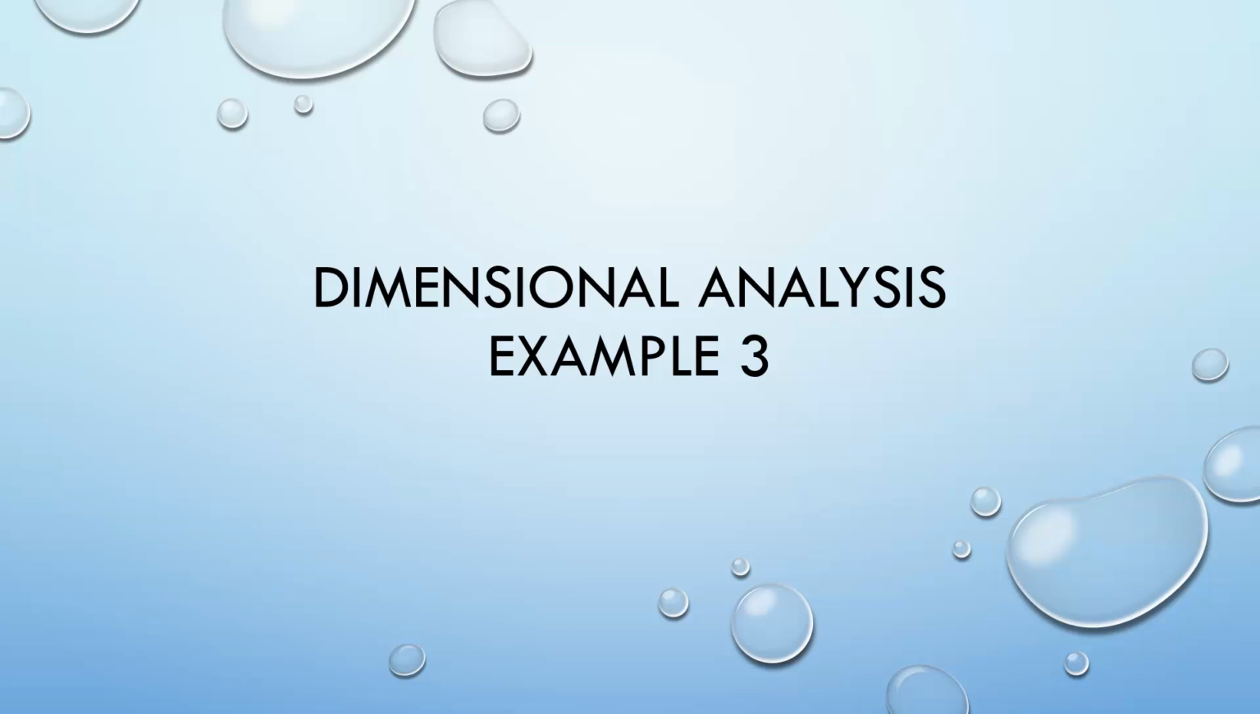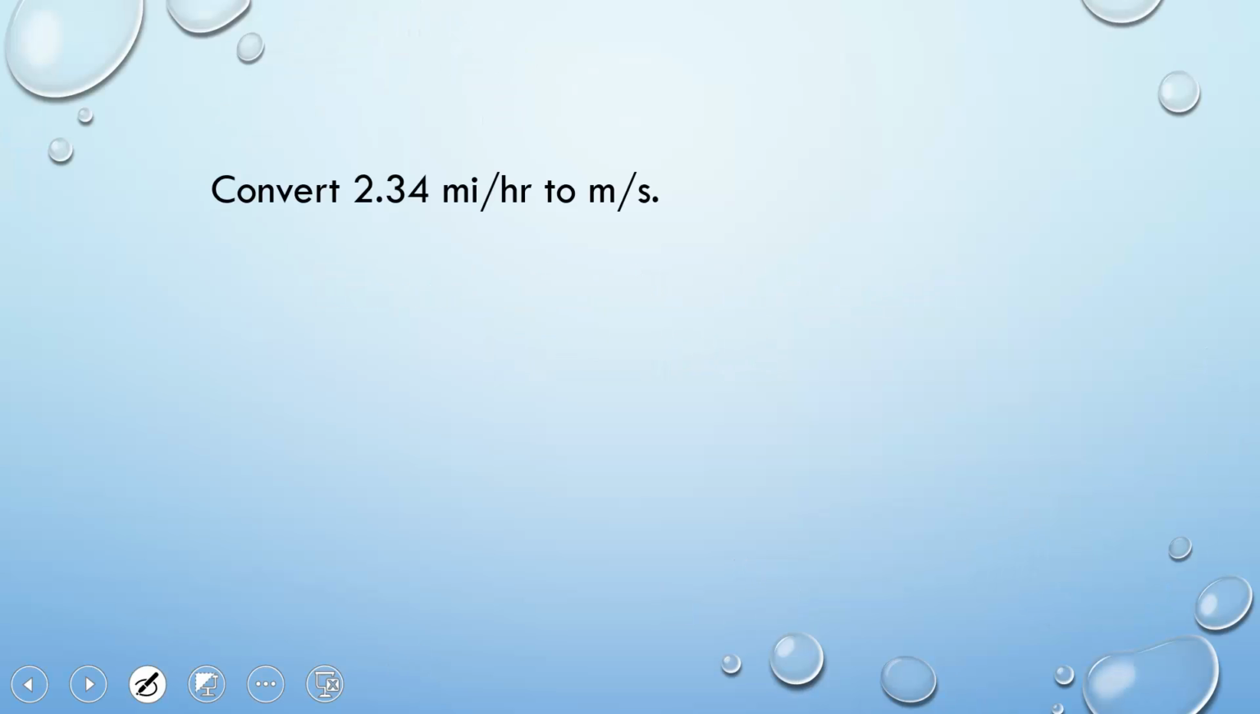Hello, this is our third example for dimensional analysis. What happens when we have two units in our problem? How do we deal with those? So a typical example would be to convert 2.34 miles per hour to meters per second. We have two units to deal with, so we're going to do them separately.